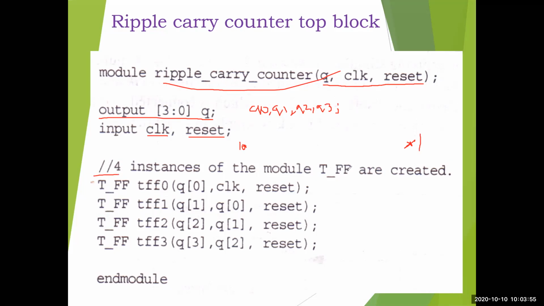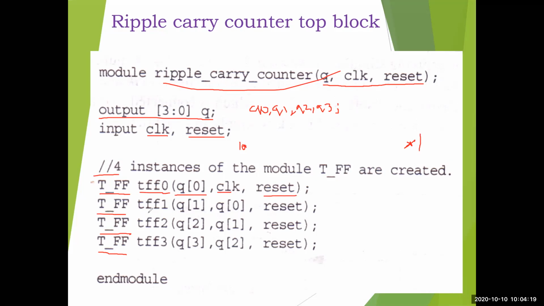Four instances of the module T flip-flop are created. We refer to the same figure. T flip-flop is the module name, so this will not change in all 4 cases: T flip-flop, T flip-flop, T flip-flop, T flip-flop. But the instance name will change. The first case is TFF0. What is the output? The output is written first in the list. Q of 0 is the output. Input is clock and reset.